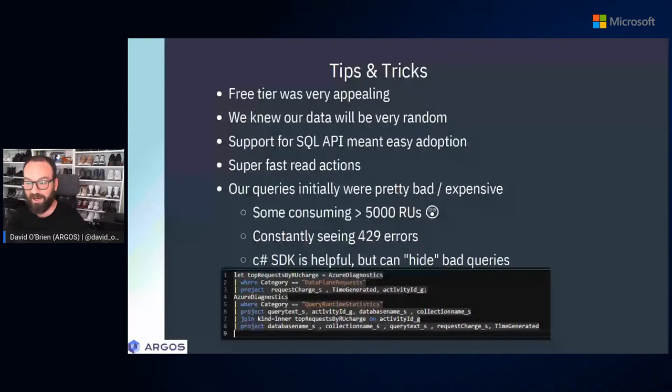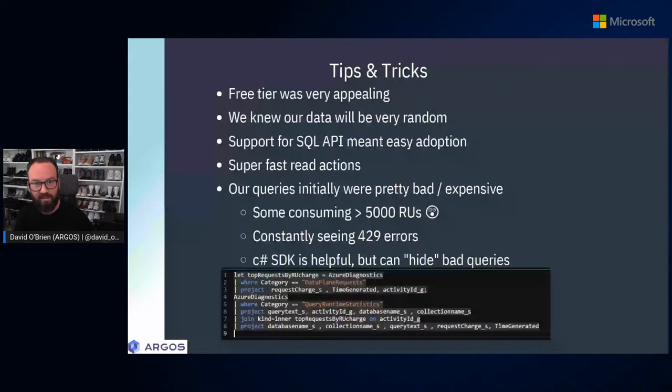However, on the flip side, our queries initially were really bad and expensive. Some of these queries consumed way over 5,000 request units. And initially, we didn't fully understand why. We were constantly seeing 429 throttling errors, where Cosmos DB said, well, you don't have enough request units available. And because we also went, oh, maybe we shouldn't scale beyond this number of request units because it would be too expensive, we were constantly hitting these HTTP 429 errors.